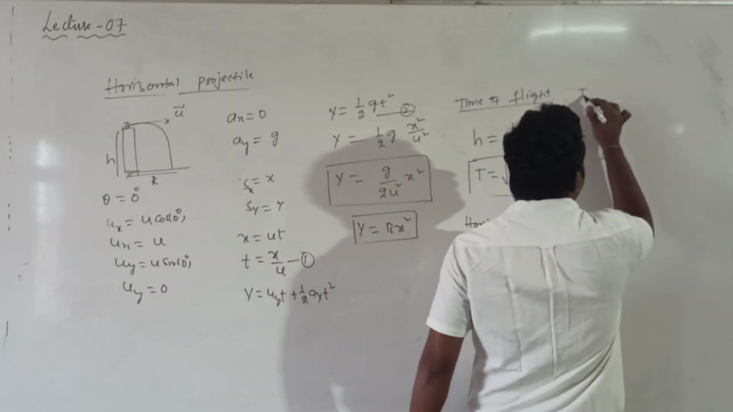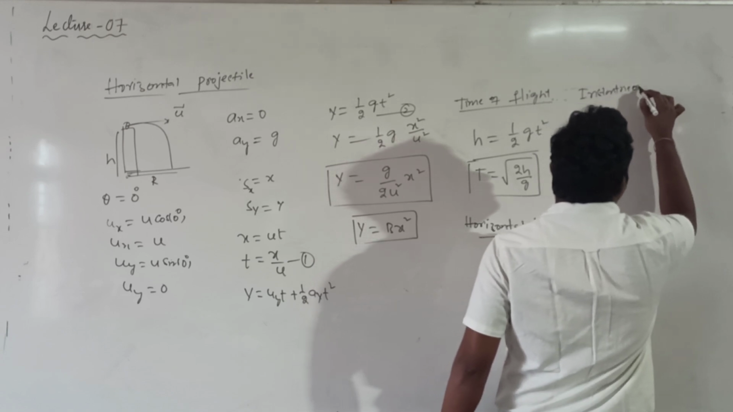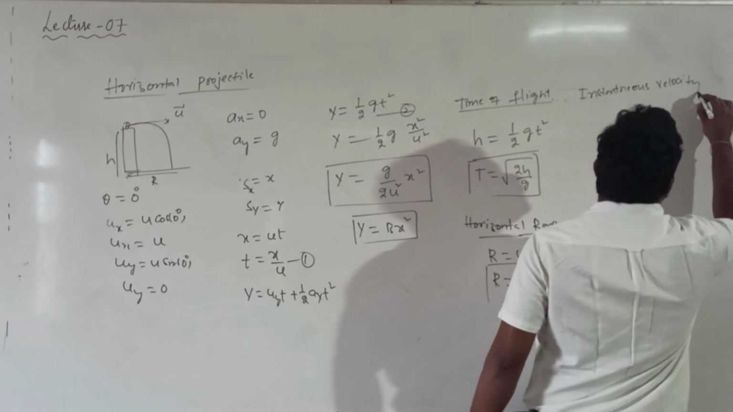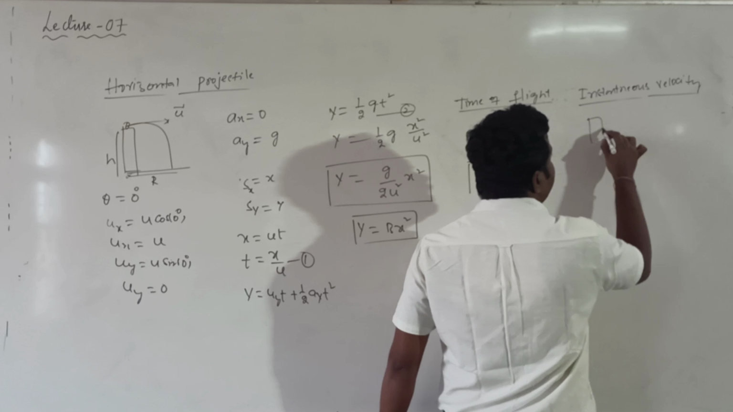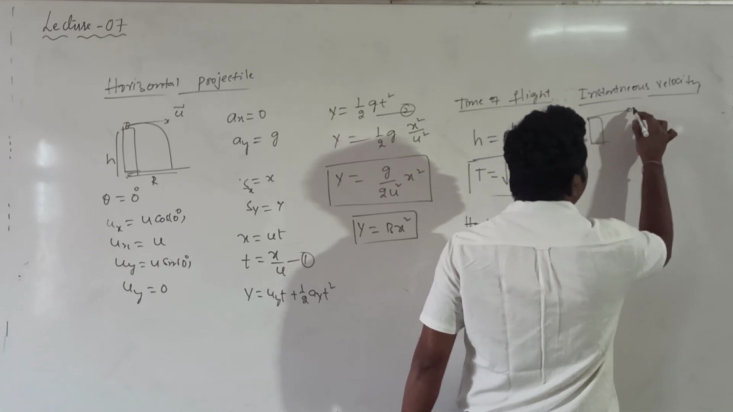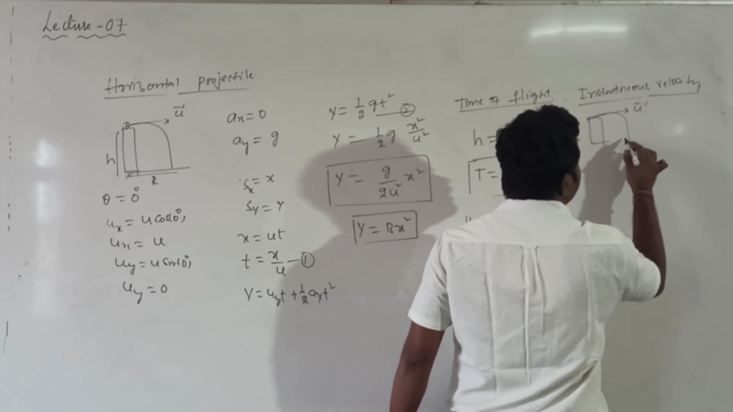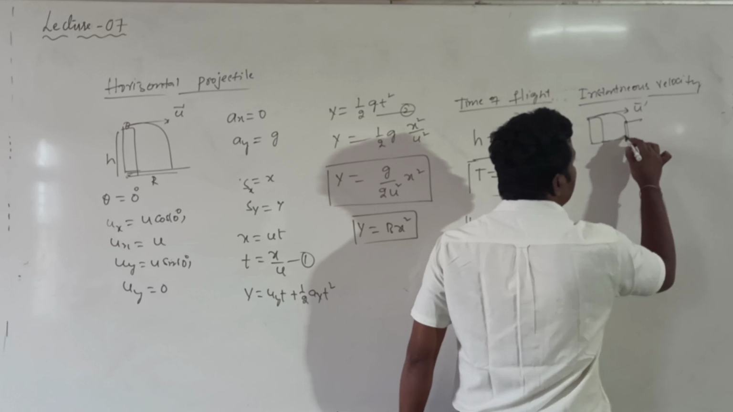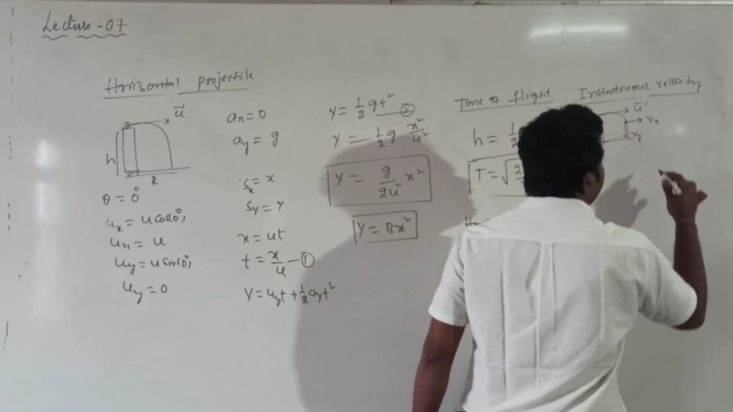If I want to calculate the instantaneous velocity, what is instantaneous velocity? It is the velocity at a particular instant of time. That velocity is called instantaneous velocity. Now the projectile is projected with a velocity u bar, and it is reaching the ground. If I want to calculate the velocity at any particular point, it has two components of velocity, one is vx and the other is vy.